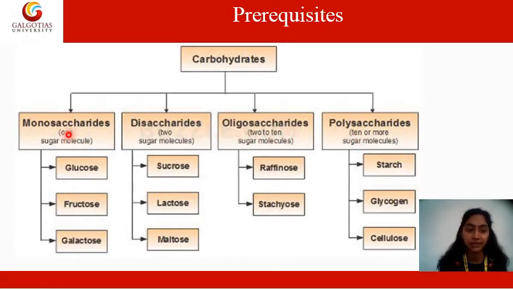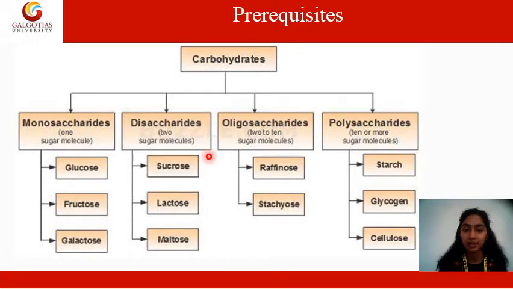So what were monosaccharides? Carbohydrates having one single sugar unit were known as monosaccharides. Important examples include glucose, fructose and galactose. After that, the second classification was disaccharides, which were made up of two sugar units linked together with the help of a glycosidic linkage. Its important examples were sucrose, lactose and maltose.